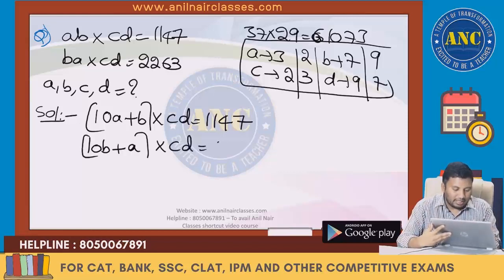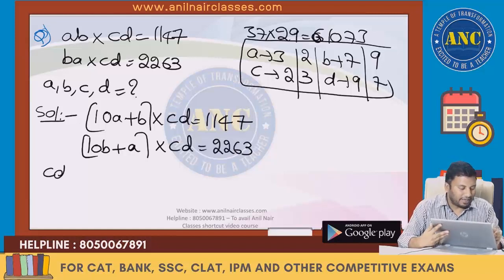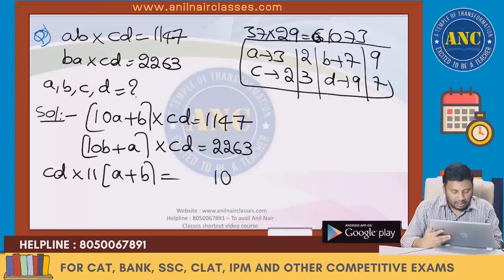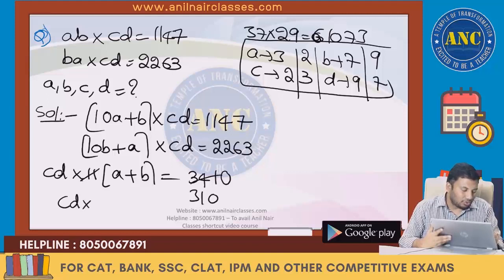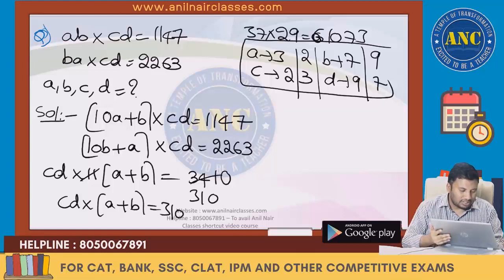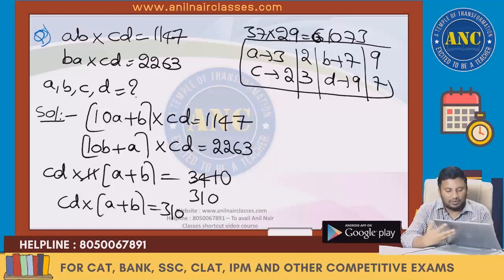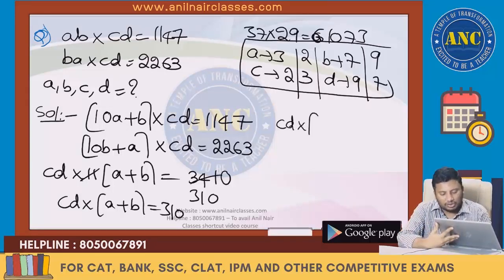into CD is 2263. If I take CD common, CD into 11 into A plus B is equivalent to 3410. This is nothing but 310. CD into A plus B is nothing but 310. Once the idea is clear, easily you will get it, sir. CD into A plus B is 31 into 10.